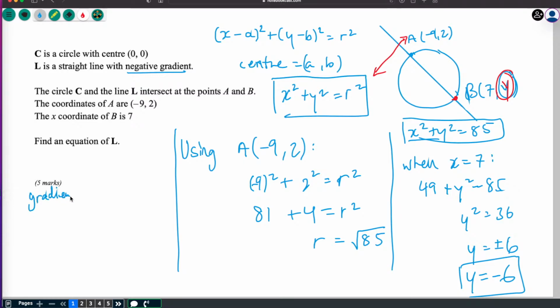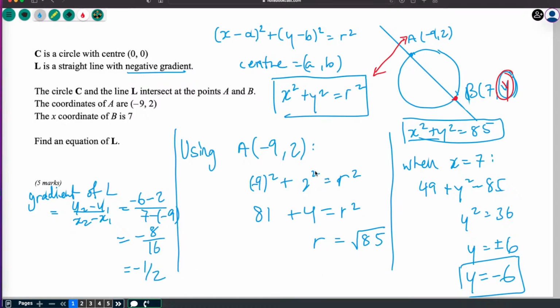Gradient of L. That's y2 take y1 over x2 take x1. That's the rise over the run. So negative 6 take 2 over 7 take negative 9. Yes, the negative 6, exactly. That's negative 8 over 16, or negative a half.